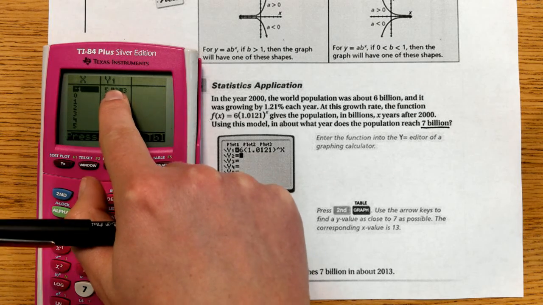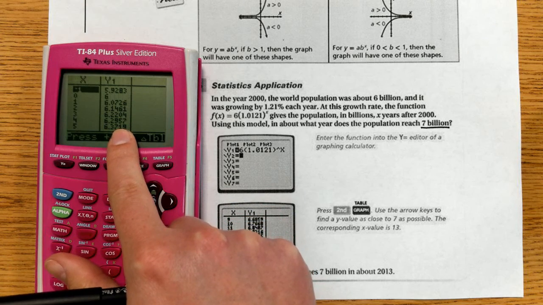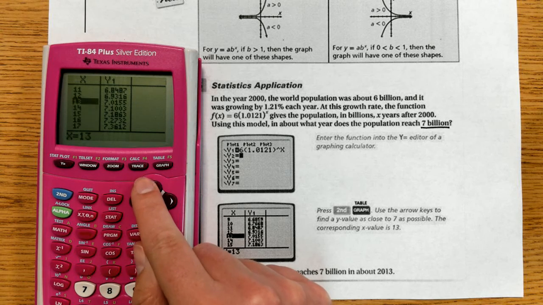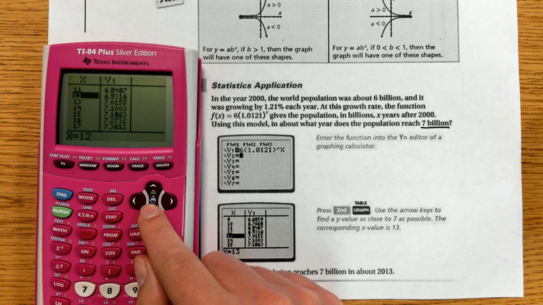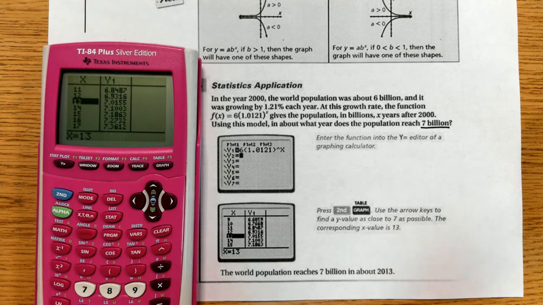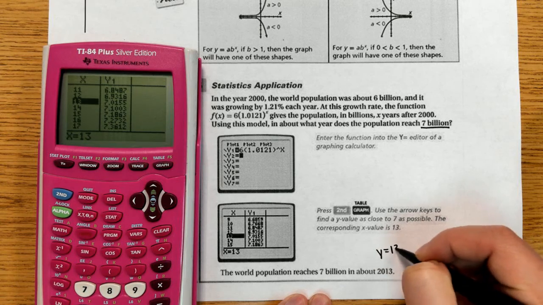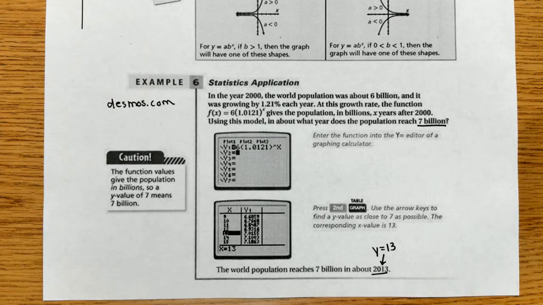And you want your y value, you're going to scroll down until your y value gets as close to 7 billion as possible. So I'm going to start scrolling down. And whatever x value that is, that will be the corresponding y value. So here 12 is 6.9316, and then 13 is 7.0155. So 13 is as close as we can get. So x equals 13, which means year 2013.